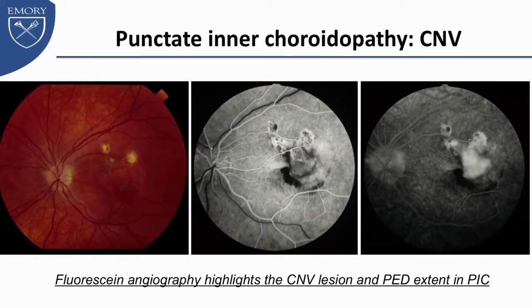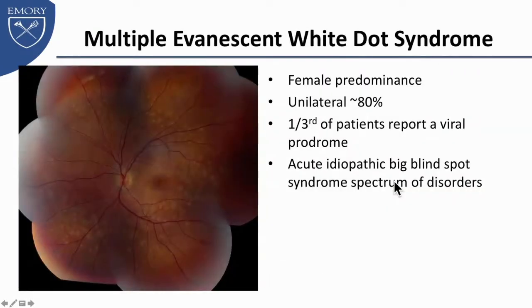This is another case of PIC. Again, fluorescein angiography highlights the choroidal neovascular lesion in terms of its extent. You can see this well-demarcated area of hyperfluorescence. I don't know that we use the term classic lesion as much as we used to, but again, well-demarcated hyperfluorescence early with late hyperfluorescence and leakage documents the area of the PED and the extent in association with punctate choroidopathy.